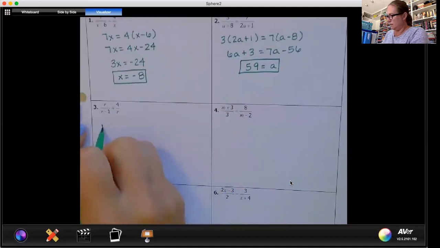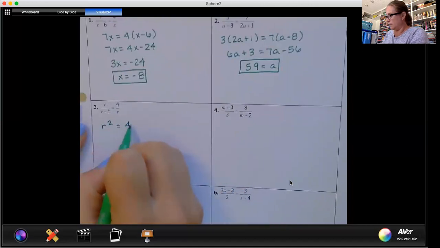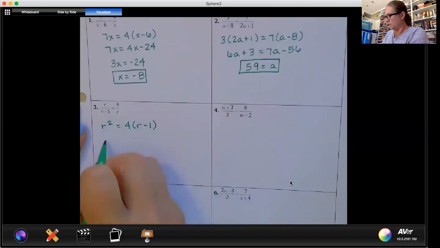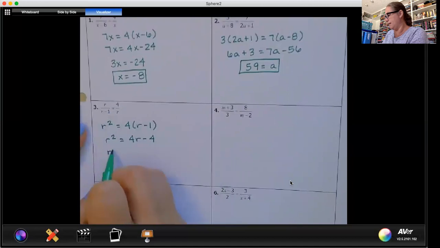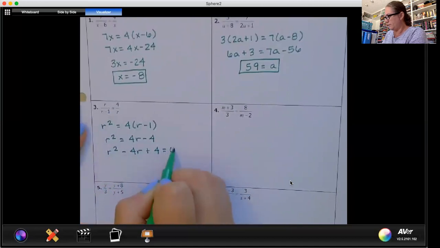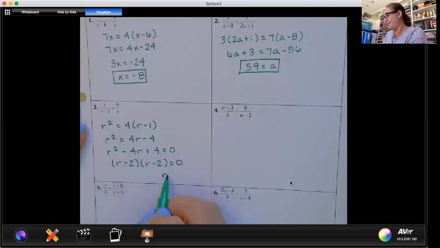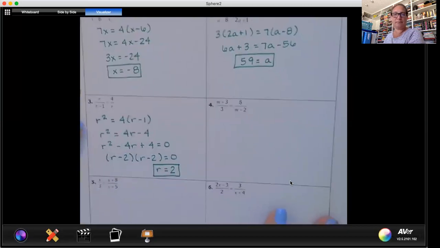r times r squared equals 4 times r minus 1. r squared equals 4r minus 4. Set it equal to 0, factor and solve. Say that's r minus 2 times r minus 2, and r is equal to 2, and that's okay. It's not going to make my denominator 0.